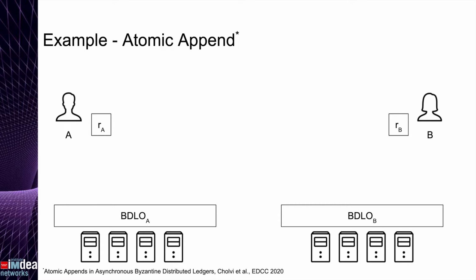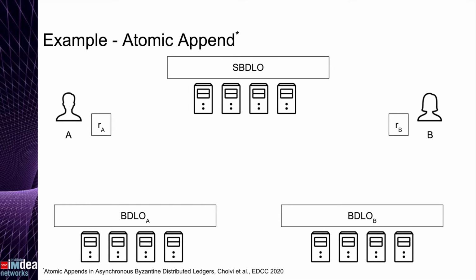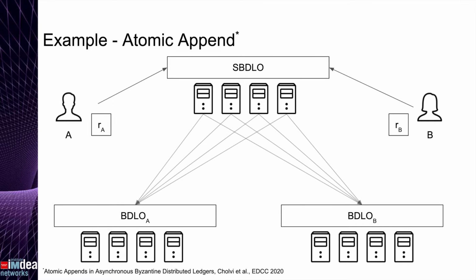The problem has been solved through the introduction of a central smart BDLO, in charge of taking the records of the atomic append and triggering with its own servers the respective appends on the target systems. We asked, is it necessary for the smart BDLO to rely on the strict ordering of the records A and B that come from users? Ordering in this case is completely indifferent. It is enough that the SBDLO has both records, whatever order they came from.